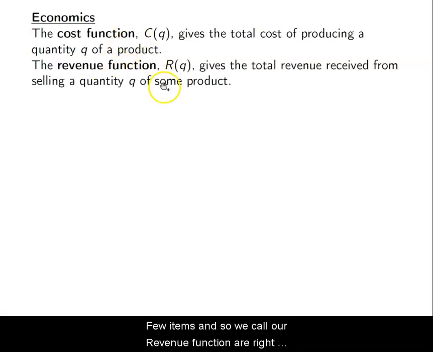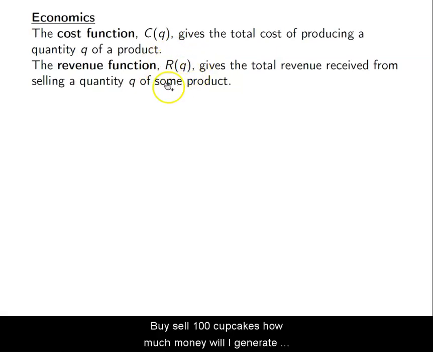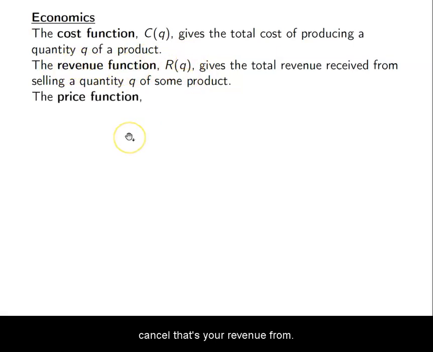Okay, so we call our revenue function R, right? C for cost, R for revenue. Q is the number of products. So if I sell one cupcake, how much money do I get for selling one cupcake? If I sell 100 cupcakes, how much money will I generate? Okay, so that's your revenue function.